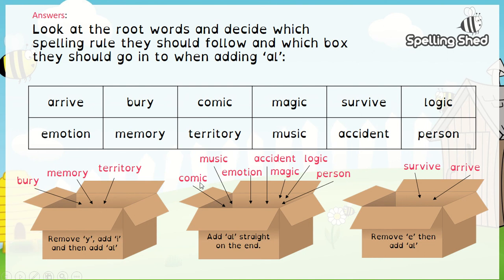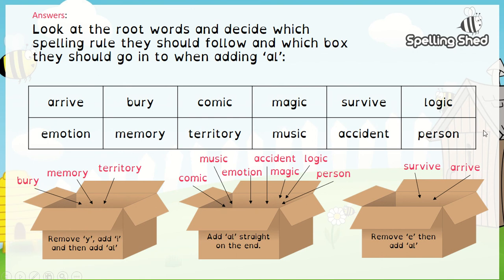Okay, music, comic, magic, logic. We just add an AL straight onto the end. And for the other ones here, person, emotion, accident, we just add AL straight onto the end. So accident will become accidental. And finally, we've got 2 words, or you should have 2 words in the last box. I've got survive and arrive. And before we add AL onto those root words, we need to remember to drop our final E. So we get survival and arrival.